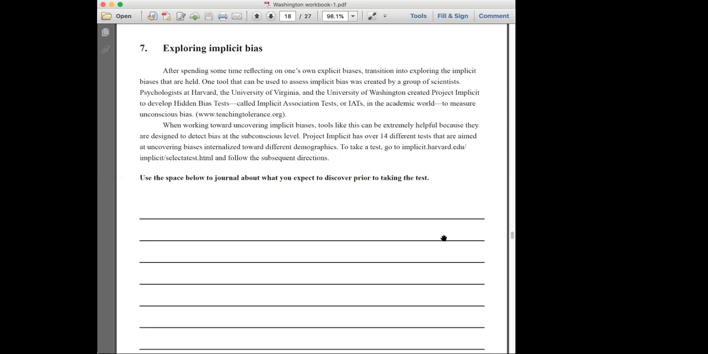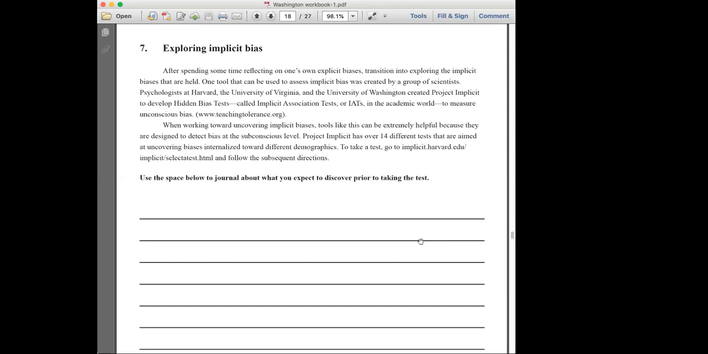So prior to this point, we have explored explicit bias. We've explored systems of oppression and how that has influenced us. And now we're really starting to get into the section where we reflect more on what the internalized biases are, what the more implicit forms of biases are that we might embody or hold within ourselves.